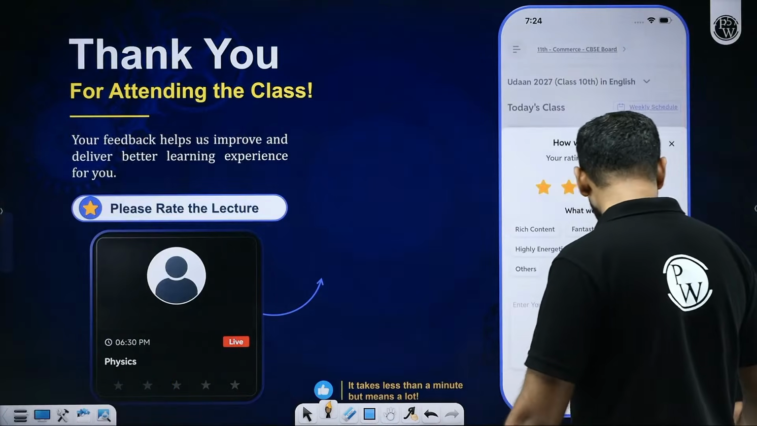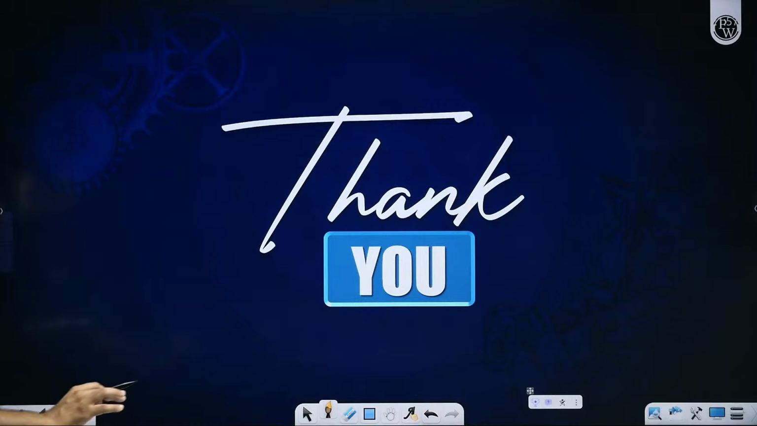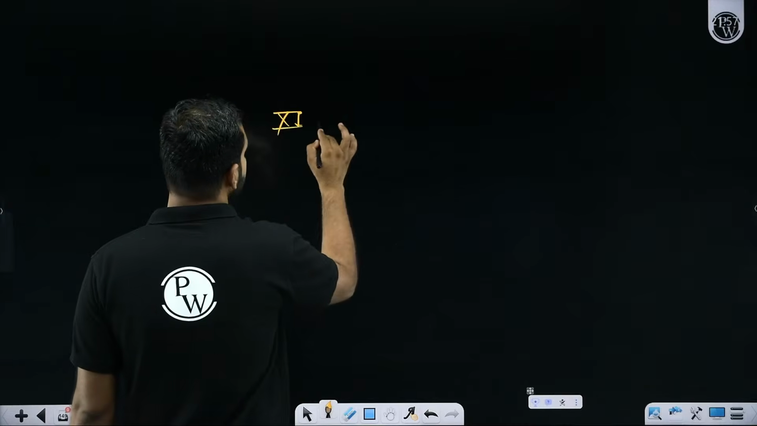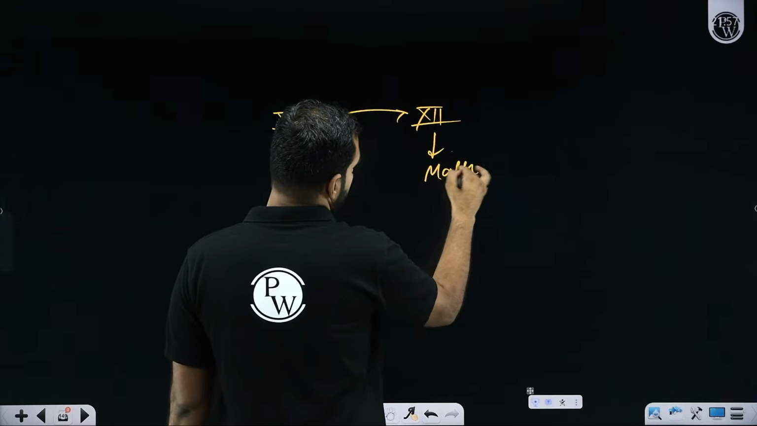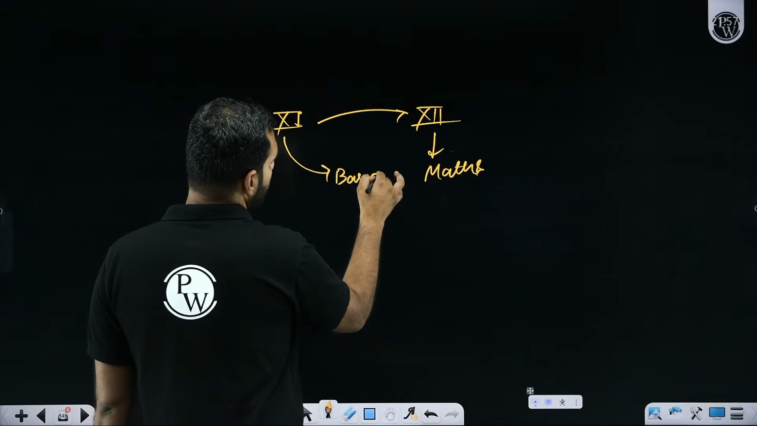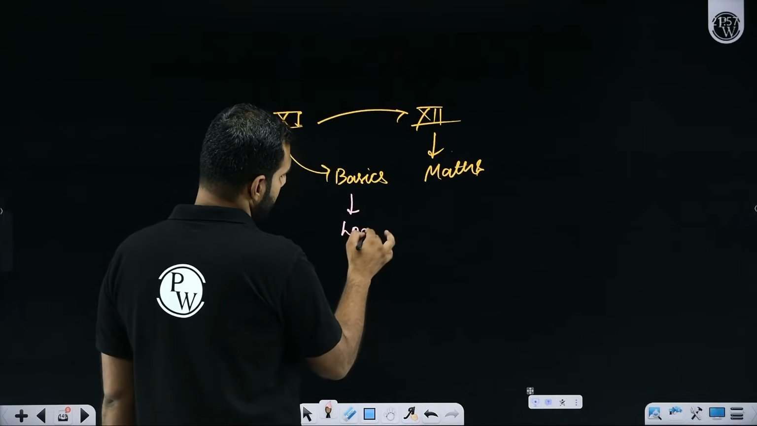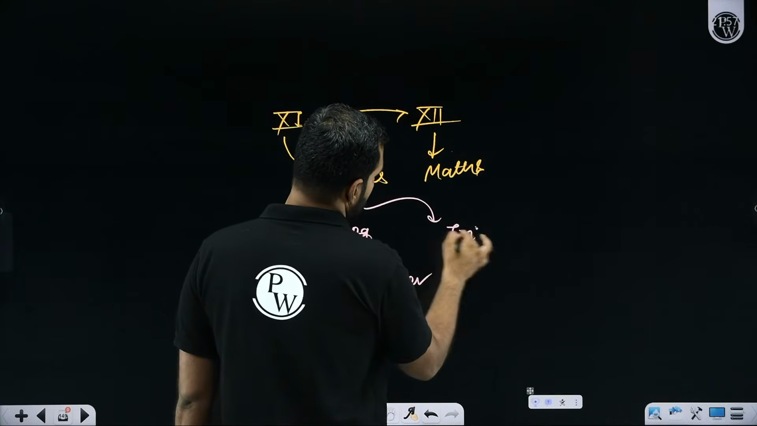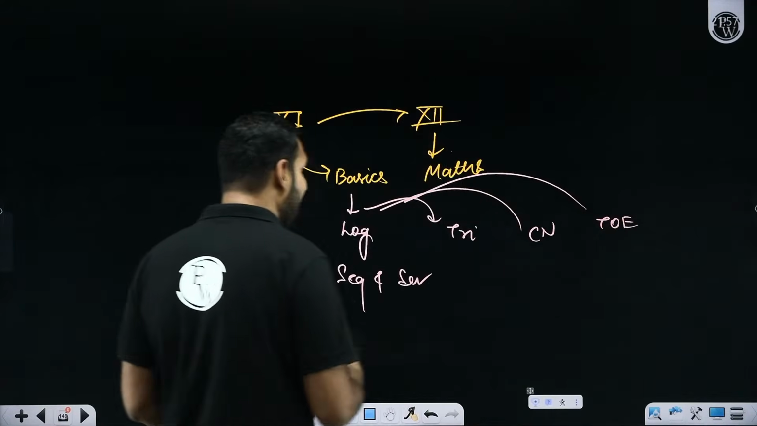I'm absolutely clearly done with this session. This session was majorly intended for basic simple ideas, where I wanted that if you are moving from class 11th to class 12th, then in class 12th mathematics, you use a lot of basics from class 11th. You use a lot of learnings from class 11th, like logarithm, sequence and series, trigo, complex numbers, theory of equations like quadratic equations, and a lot more.